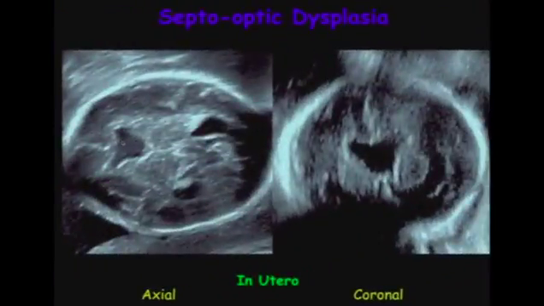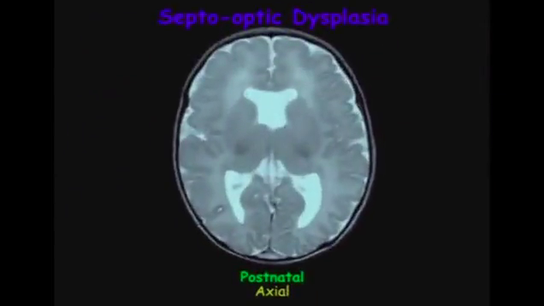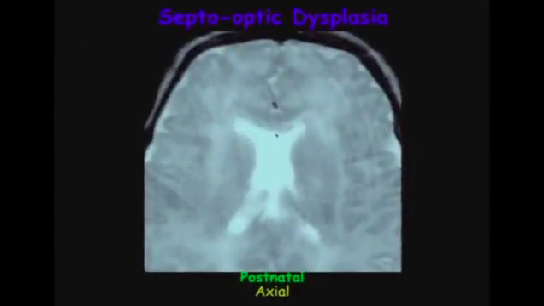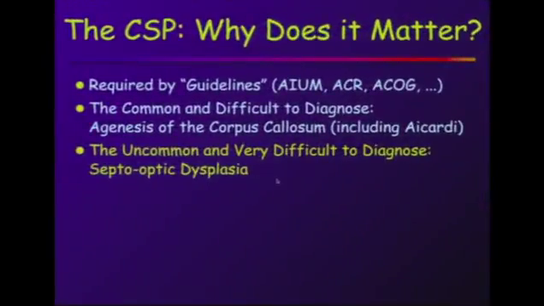So again, there's fluid up here, but where are the clear walls? They're absent. This was septo-optic dysplasia. Here's another fetus. There's fluid up front, but there's no clear walls. No septa pellucida on the axial MR. And on the postnatal scan, again, no clear walls. So this is the third reason why we want to look for the CSP. We're looking for the uncommon and very difficult to diagnose entities like septo-optic dysplasia.